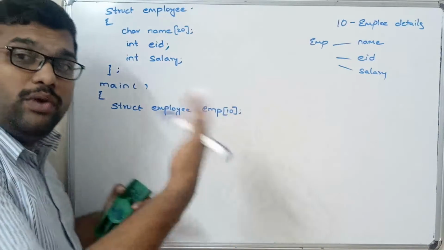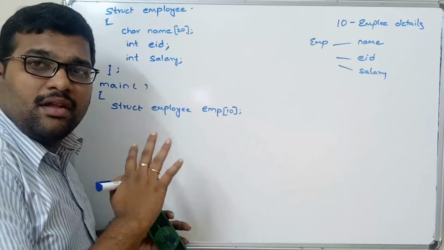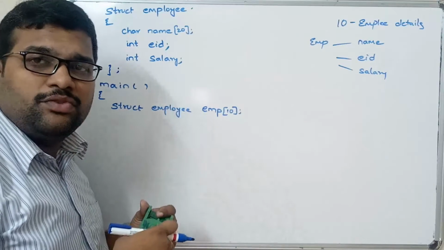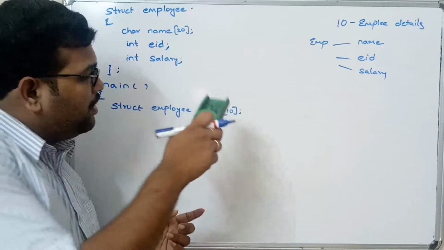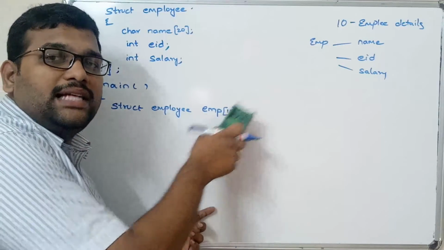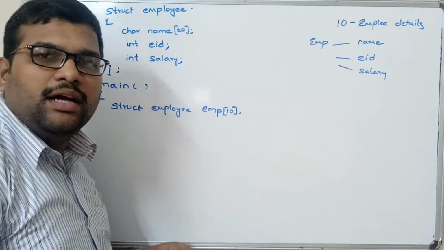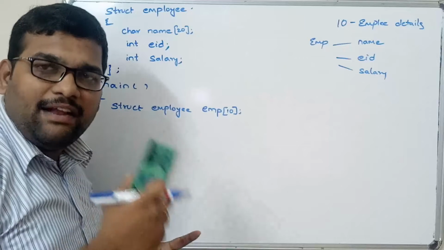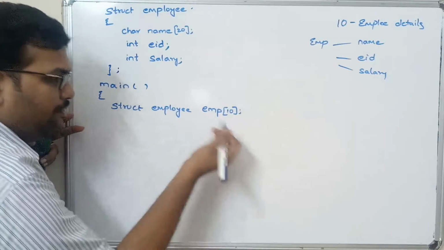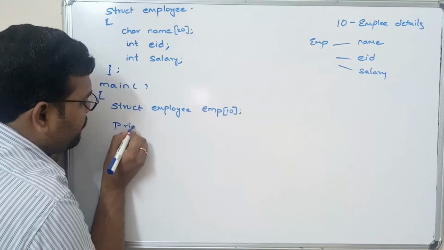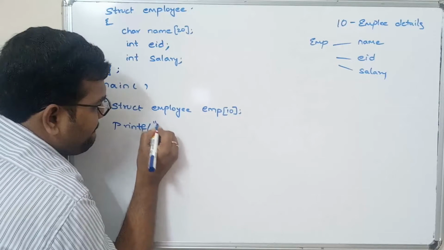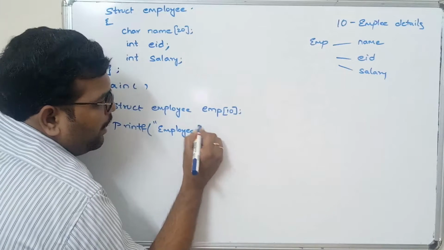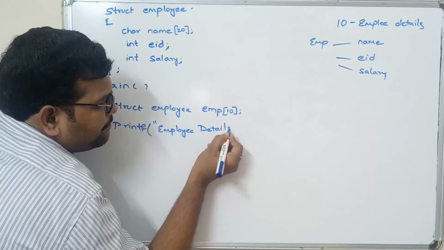So first we have to initialize the members. In order to initialize the structure members, we have to use the structure variable as well as the dot operator. Right? So in order to initialize at runtime, we have to use the scanf function. So by using the scanf function, we will write it. So printf employee details.